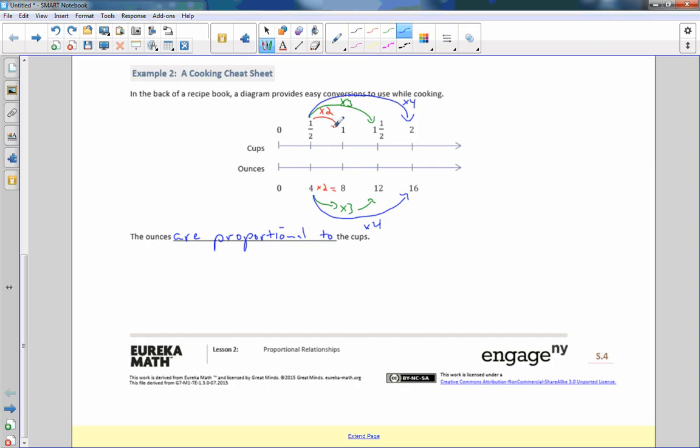Okay, 1/2, I added itself to it, I got 1. 4 plus 4 is 8. Add 4 to 8, I get 12. Add a half to 1, I got 1 and 1/2. So you can look at it as multiplication or repetitive addition, which is multiplication.